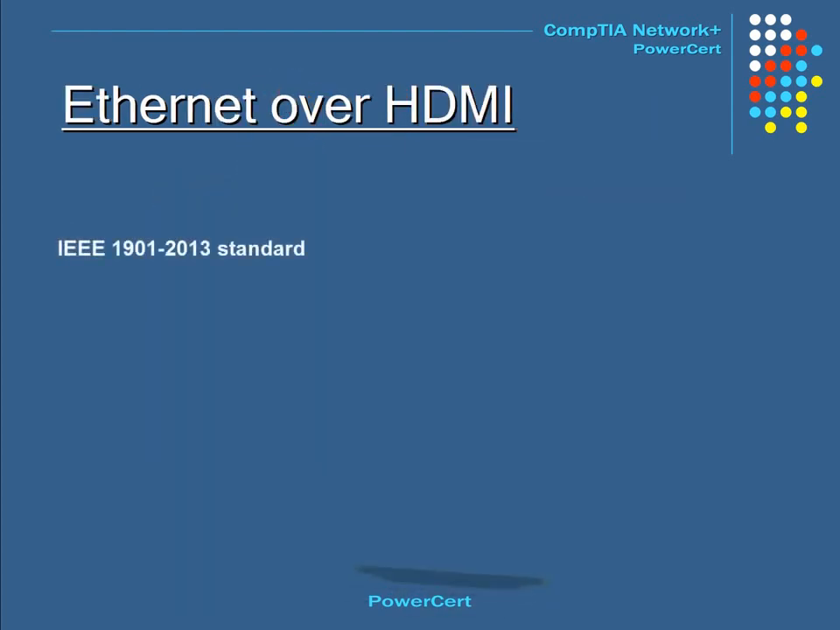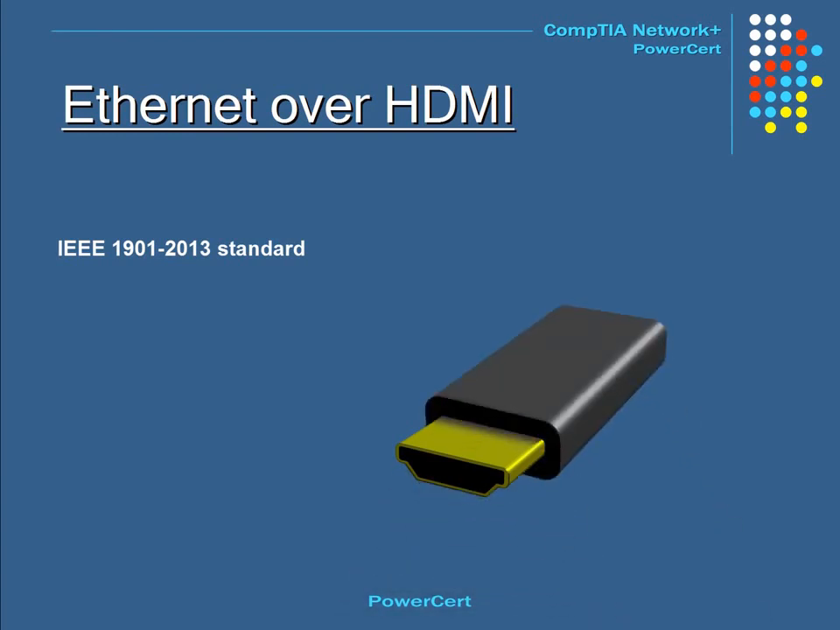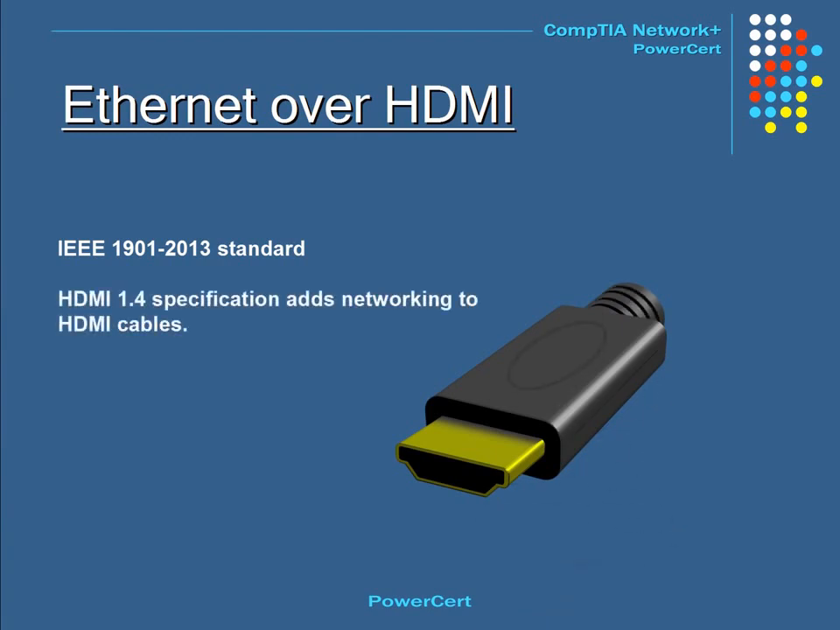The IEEE 1901-2013 standard is called Ethernet over HDMI. The HDMI 1.4 specification adds another channel to an HDMI cable for data that will have the capability of network communication. So the connected devices that use this feature will have the ability to send and receive data at 100 megabits per second Ethernet. So in addition to video and audio on a single cable, the HDMI cable will have another ability of Ethernet networking.